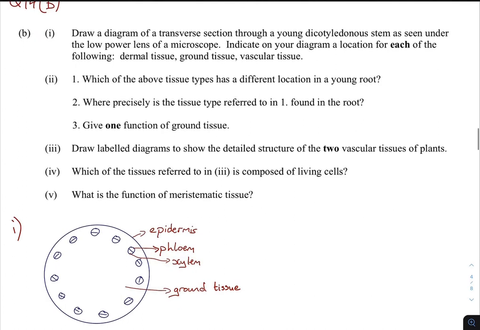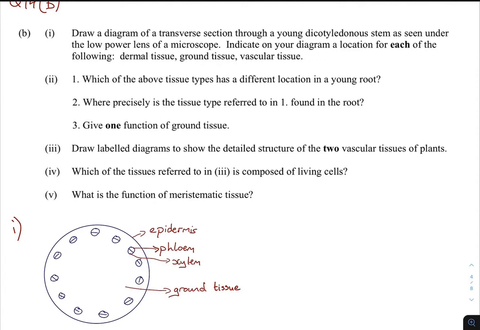So next one was draw a transverse section of a young dicotyledonous stem. That's grand, you can see it here. It's the exact same as what you've seen there in the experiment question. Indicating in the diagram the following. So yeah, you had to indicate where they all were, okay?